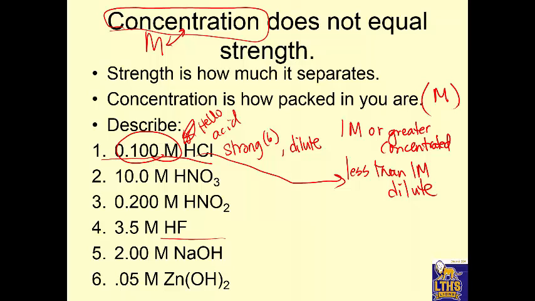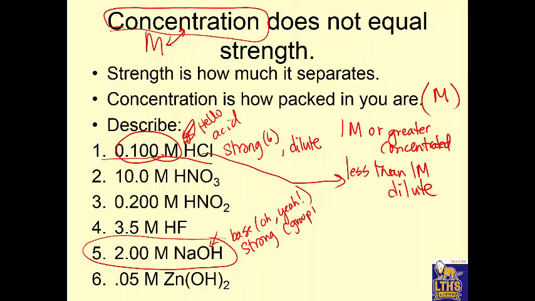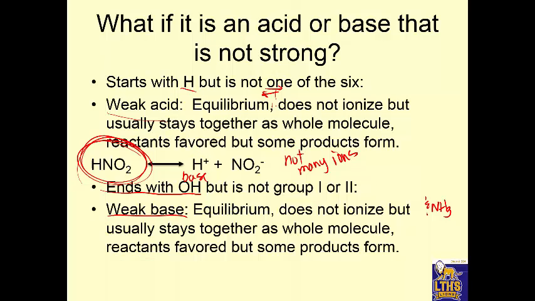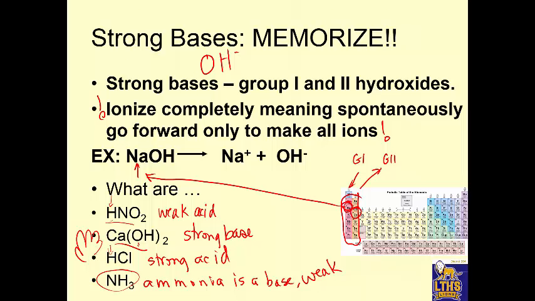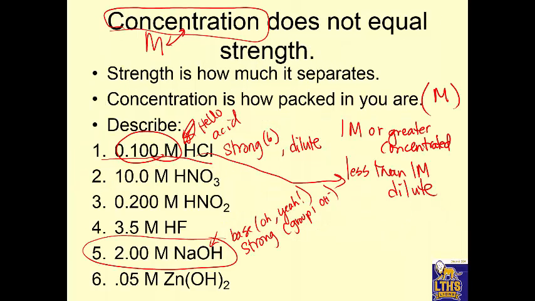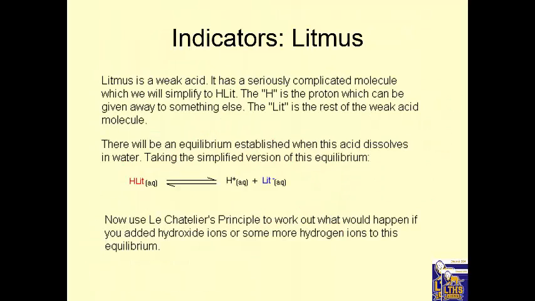All right, I'm going to do another one. I'm going to pick this one. Okay. Oh, yeah, base. So it's a base. And then it's strong. How do I know it's strong? Group 1 hydroxide. Alright, so if I go back, oh look, there's sodium with hydroxide. And then it is concentrated because it's greater than 1 molar. Alright, so that's a concentrated strong base. Alright, we're going to do the rest of them in class.